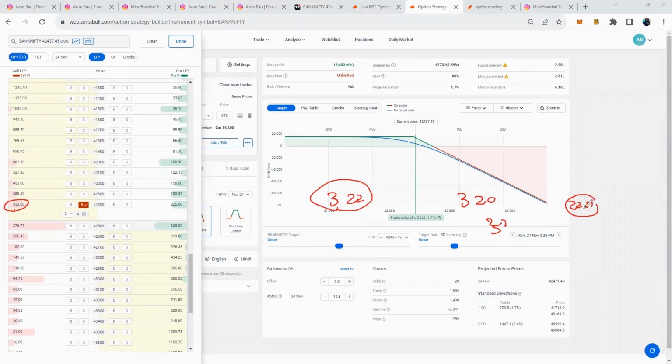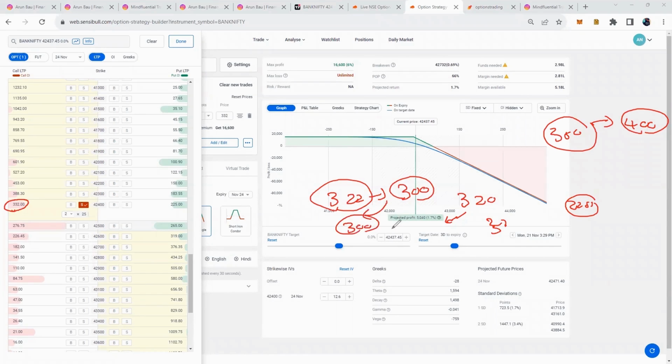round it off to the below one. Now here you can round it off to 300. If it is, let's say, 350 or like that, then round it off to the next one, which is 400. So in this case, if it is 322, you round it off to 300. What is this 300? This 300 says that from this level, you have to go 300 points upside and buy 1 lot of call option. And from this level, you have to go 300 points downside and buy 1 lot of call option.